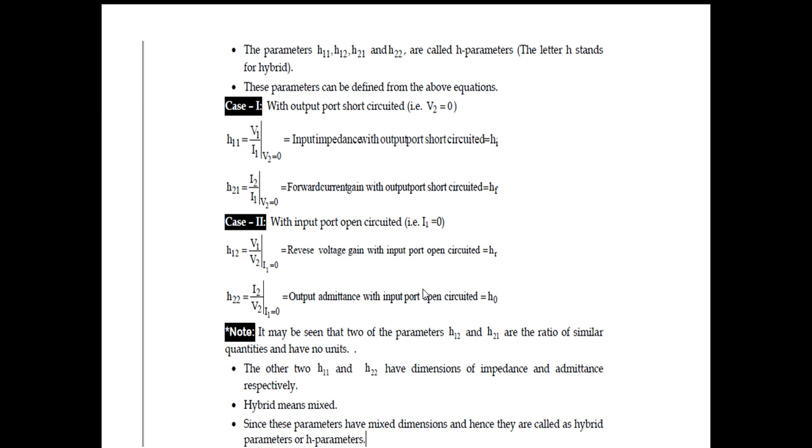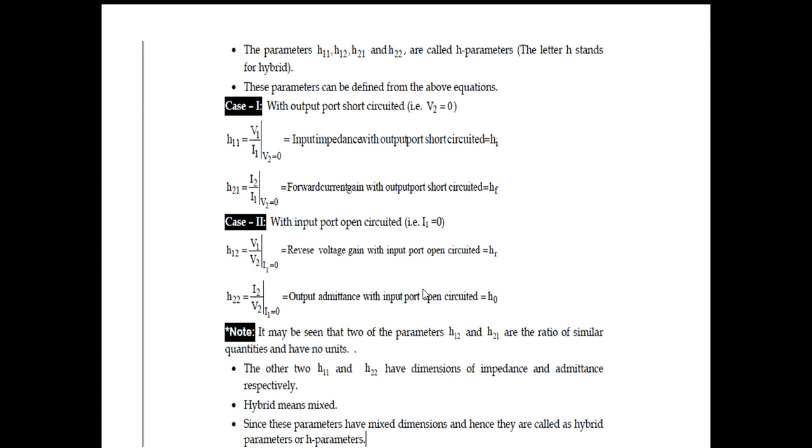In the first equation, V1 is equal to H11 I1, which becomes 0, plus H12 V2. From this, H12 can be defined as V1 by V2, when I1 is equal to 0, meaning the input is open circuit. Now H12 is defined as V1 by V2.